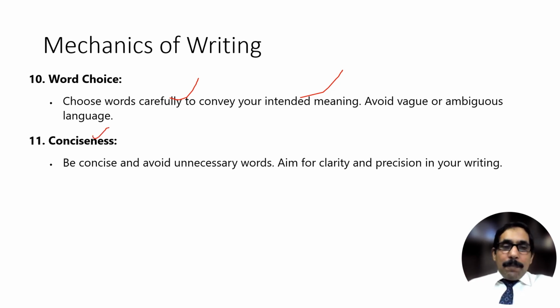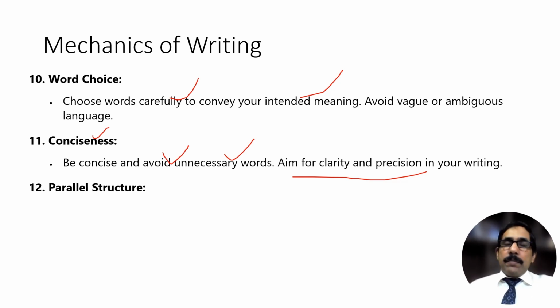Conciseness. Be concise and avoid unnecessary words. Aim for clarity and precision in your writing. Instead of making long sentences, be concise and use only necessary words. Avoid words that create ambiguity or confusion. Be precise and short. There must be a balance between the concept and words. Neither too much nor too little, everything looks good in proportion.